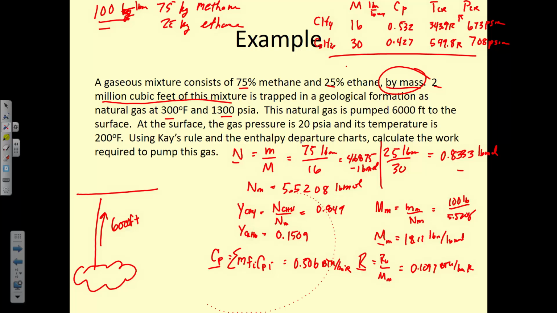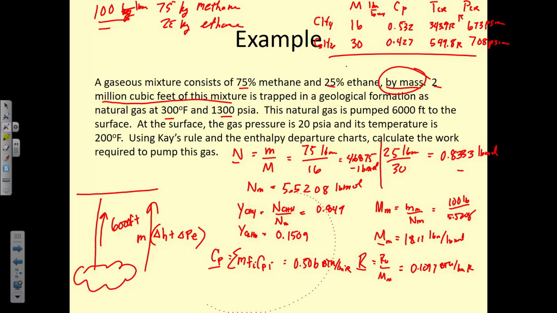So, calculating the work required to pump this gas, how would we figure out what that is just symbolically? How much work is required to pump a gas up 6,000 feet? A lot. Okay. Yeah, thank you. So it's going to be a delta H plus a change in potential energy, right? And if we multiply that by the mass, then we'll get the total amount of work.